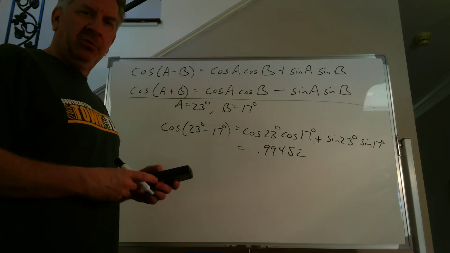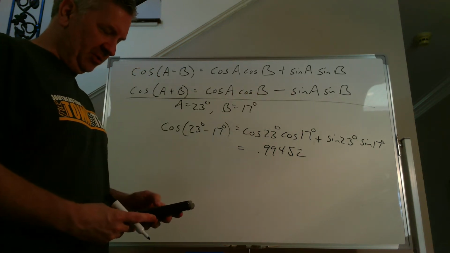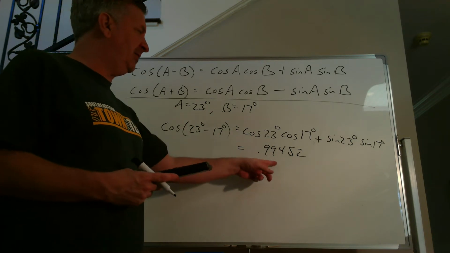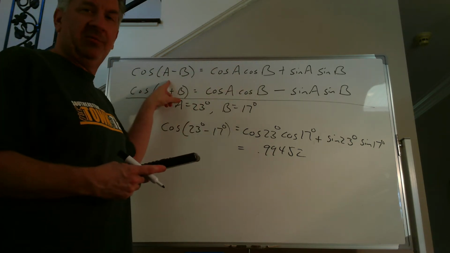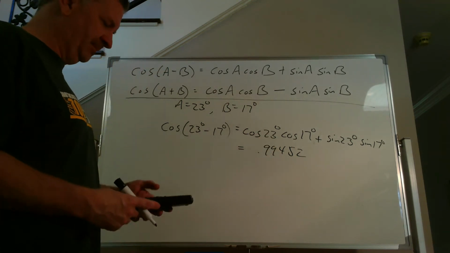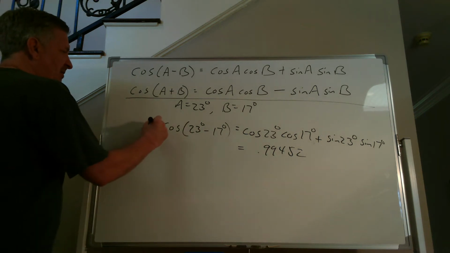Did you check your mode? Notice the angles here are in degrees, so your calculator needs to be in degree mode, which mine is. If you're in radian mode, you're going to get a different answer. You're still going to get the two sides to be equal, but you're not going to get the correct answer for what it really is equal to. So 0.99452.